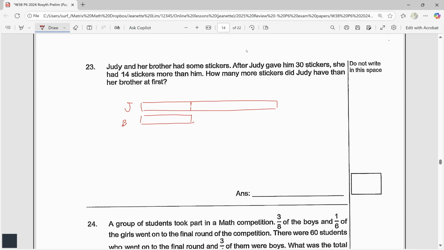This is a difference of 30. No, sorry, it's not a difference of 30. This is a difference, an unknown difference. So after Judy gave him 30, she still had more. So what she gave him is less than half. 30, transfer 30. So after that happens, she had 14 more. So this difference here is 14.